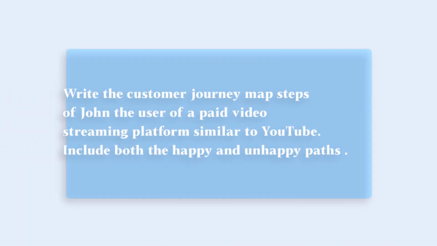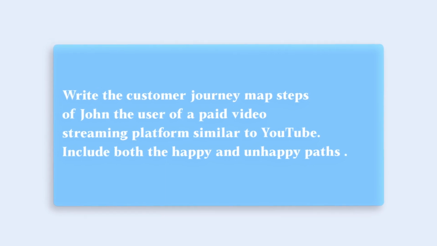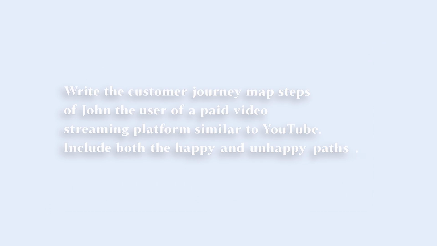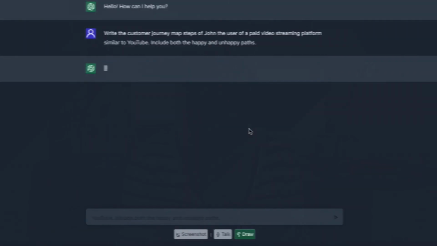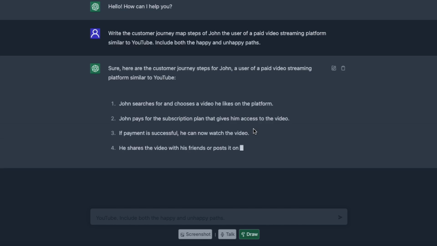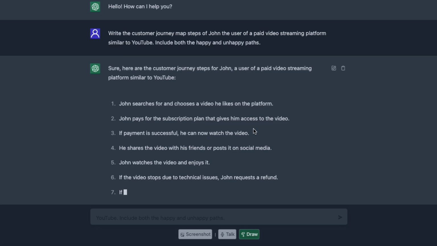So then, to improve this, I provided ChatGPT the following slightly more specific prompt. And here's what I wrote: Write a customer journey map, steps of John, the user of a paid video streaming platform similar to YouTube, include both the happy and unhappy paths. And here I received a more specific answer. I also like that it really considered the unhappy path as I actually instructed it, and as we should consider when we're building customer journey maps.